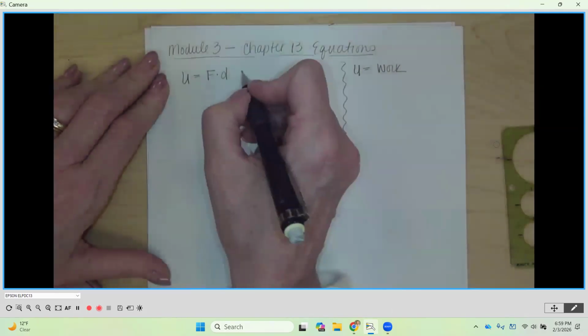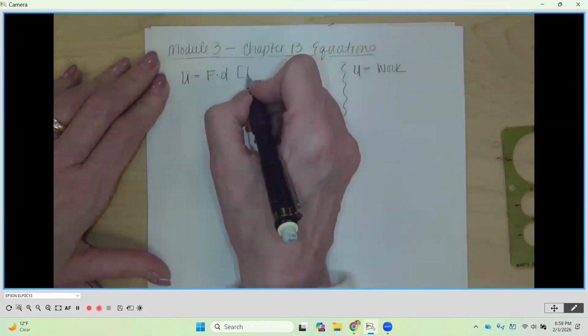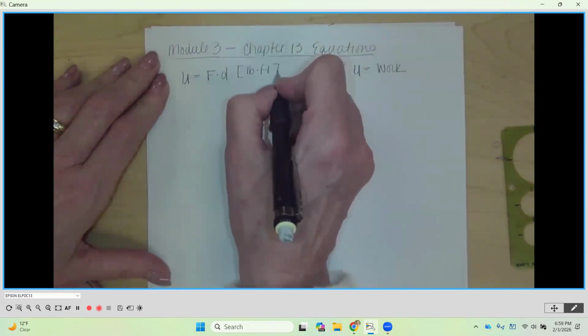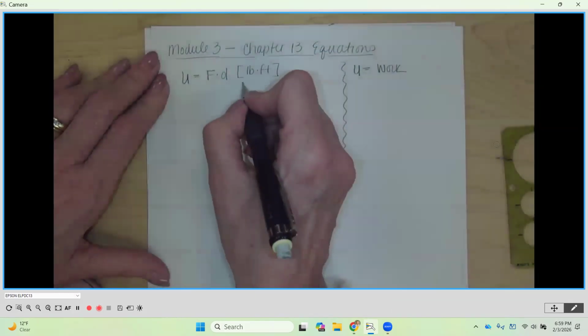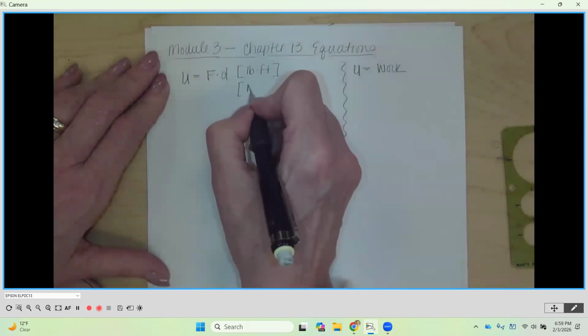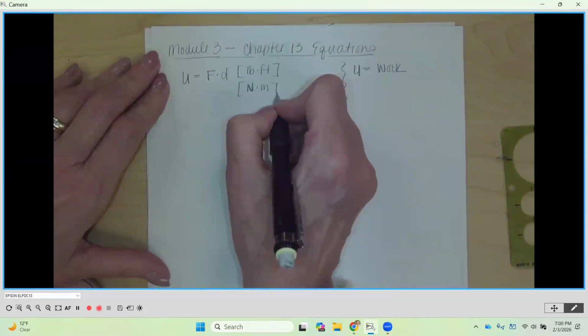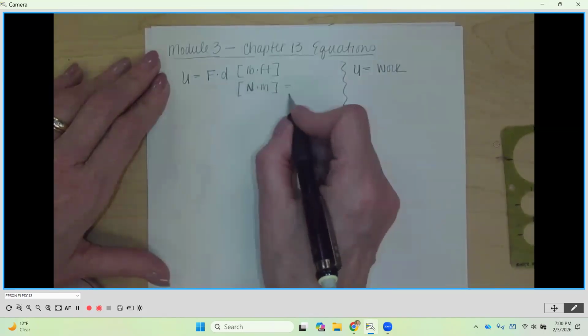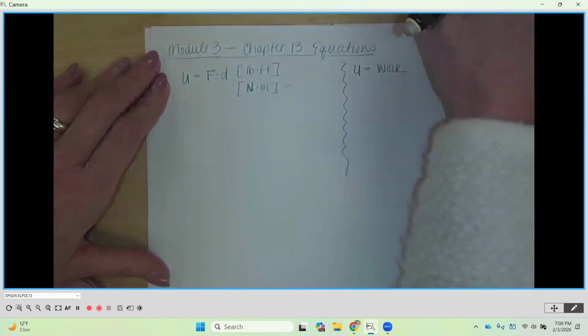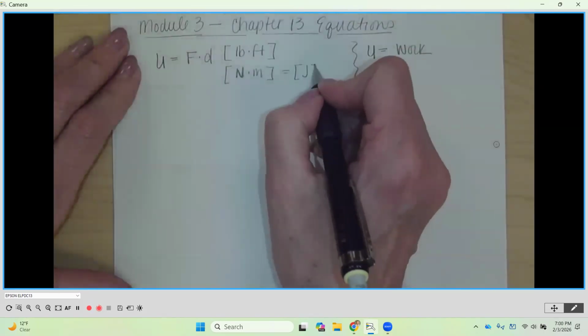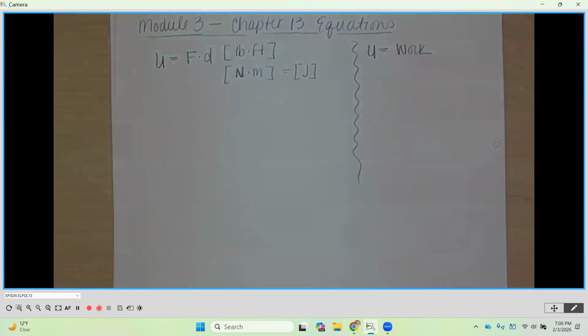So force and distance. Our units can be, for instance, pound feet, force times distance, or they can be Newton times meters. And a Newton meter, when we're in the metric system, is a joule. So you'll probably be given work or energy in terms of joules. That is a Newton meter.